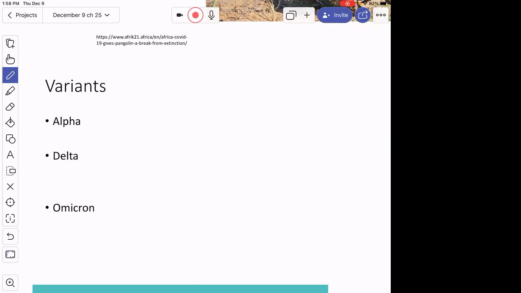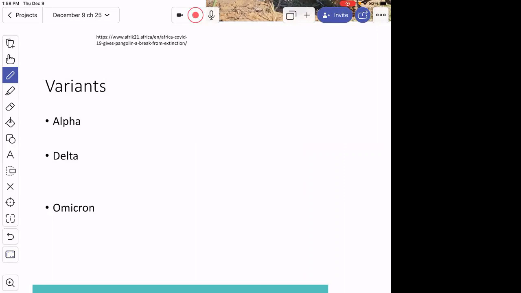The WHO, the World Health Organization, decided early on that instead of naming the variants by where they were discovered, we don't want to offend anyone, so we're going to call these variants by Greek names.